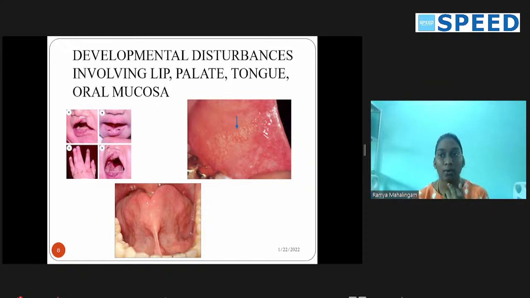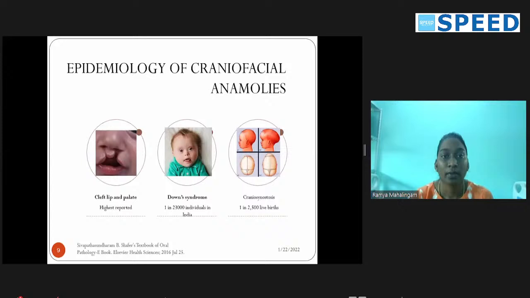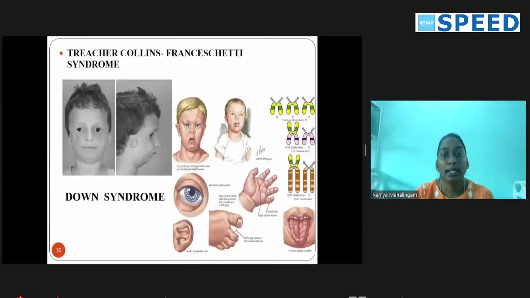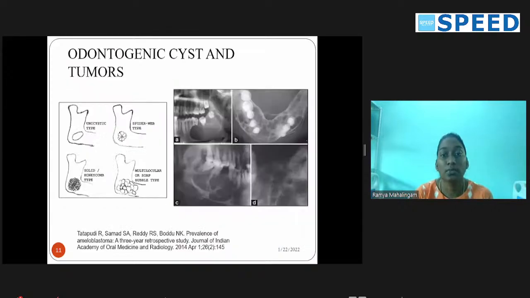So it is a triad. The triad basically involves a smaller sized mandible, a bigger sized tongue, and a cleft that is present in the palate. Because the tongue obstructs the palatal fusion, there is going to be a cleft lip or cleft palate. All three contribute to the Pierre Robin anomaly. Similarly, we saw about Down syndrome, then Treacher Collins syndrome. All these syndromes are very important.